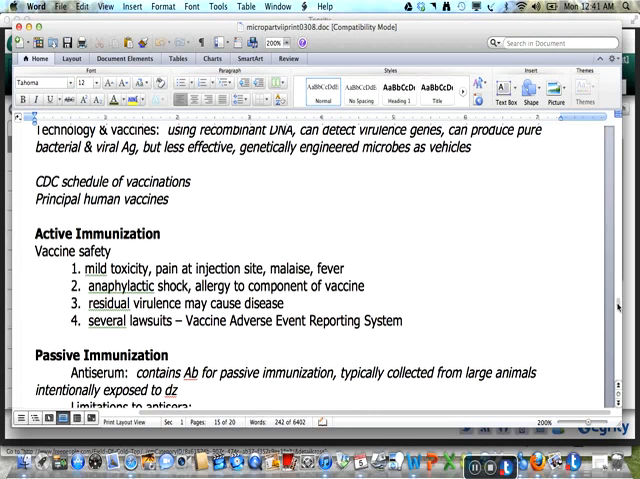With active immunizations, as with any procedure or drug, there are some risks. There may be symptoms associated with the mild toxicity of the vaccine, such as pain at the injection site, malaise, or fever. A more severe allergy to a component of the vaccine may result in anaphylactic shock. In the case of live vaccines, the residual virulence may cause disease. These are reported and recorded through the Vaccine Adverse Event Reporting System. At this point with polio, almost all existing cases of polio out there are actually due to the vaccine.